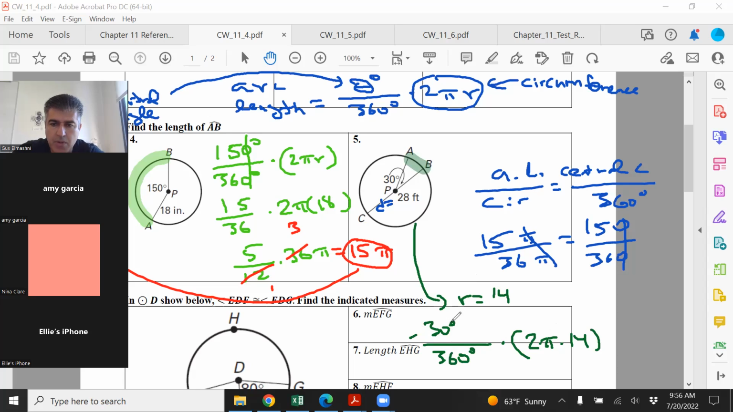30 over 360, I believe, is 1/12. And then you do 28 divided by 12. Each of those is divisible by 4. So you say 7 pi over 3 feet. That's it. There we go. Hopefully we're okay with that.